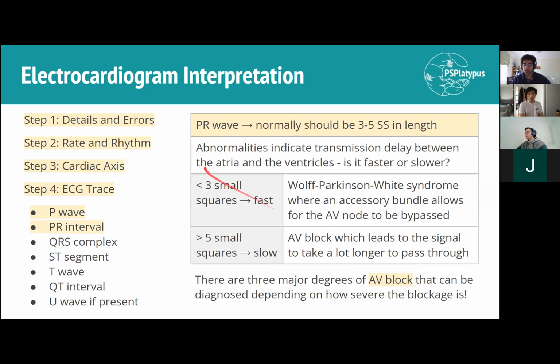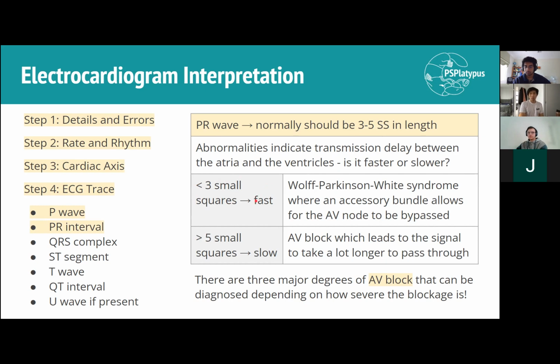Okay, now we come to the PR wave. This is the one I was talking about. So the AV node, remember the PR wave is the difference between the atrial contraction and the ventricular contraction. If we get it being shorter or longer, there's a problem with that signal reaching from the atria to the ventricles. What is getting those signals across? It's the AV node. So it should normally be 3 to 5 small squares in length. However, if it's less than 3, it's gone way too fast.